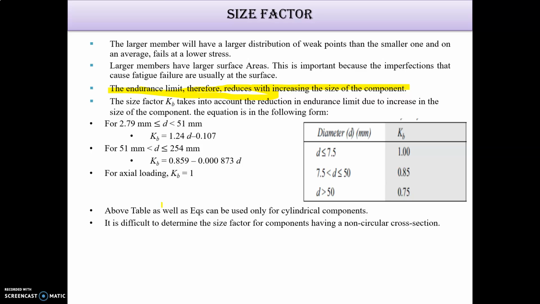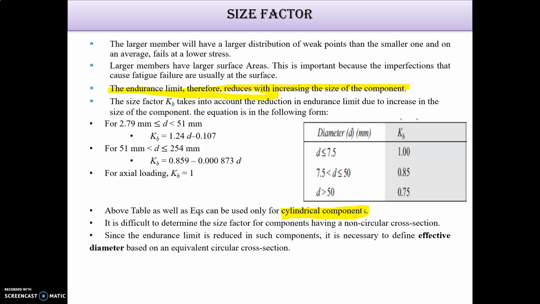This is only for cylindrical components. Now there are different types of components that are available. That's why I told you that it's a very important part, and it's a big one also. It is difficult to determine the size factor for a component having non-circular cross sections. So for this we use an effective diameter concept.